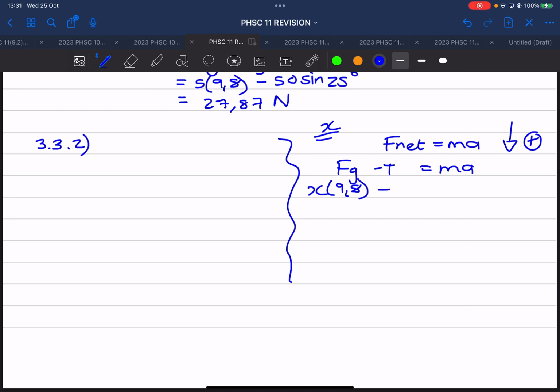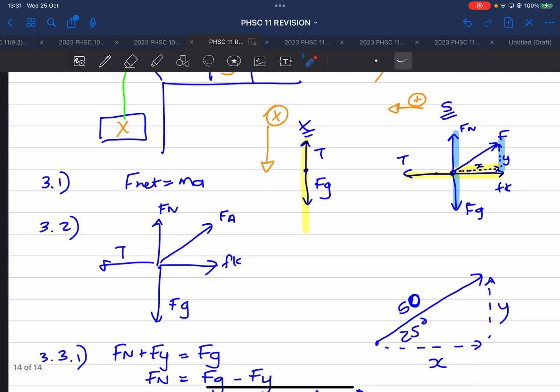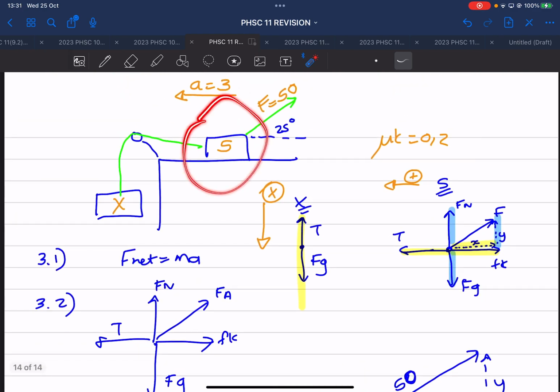T, do I have T? No. Do I have X? No. I have the acceleration as 3. So problem. The question is calculate X, but I don't have tension. Where will I find that tension? There at the 5. So if I get that tension, I can get X.